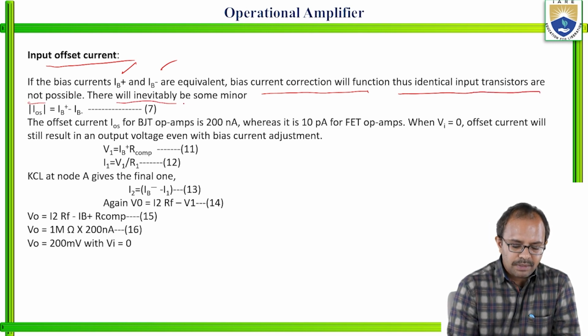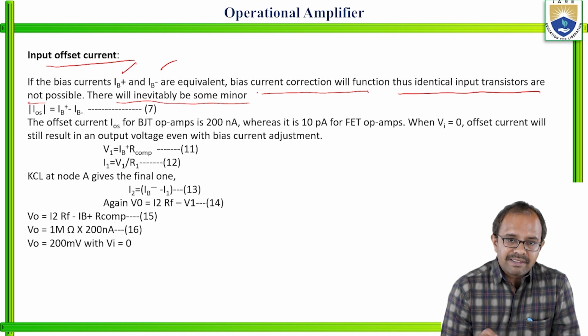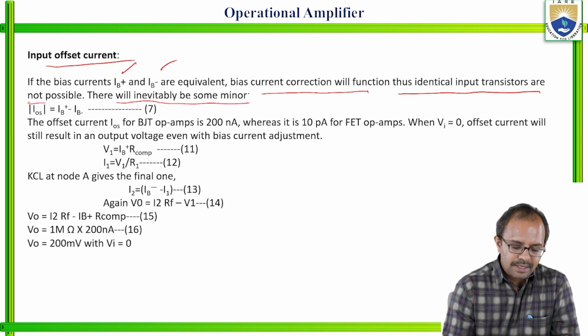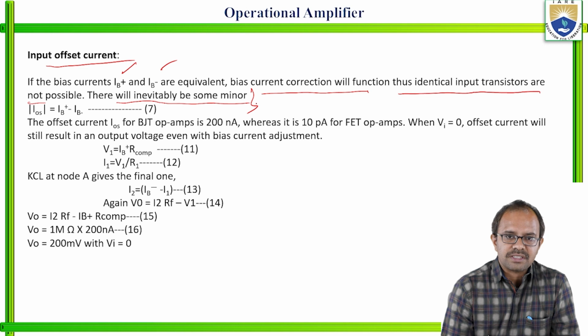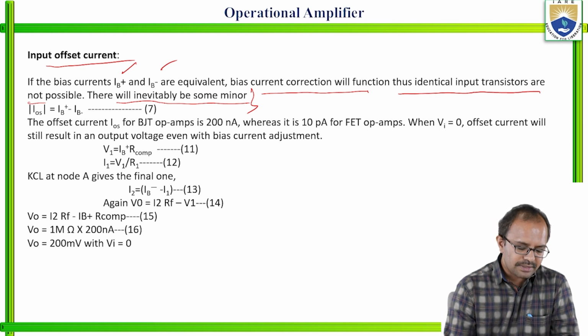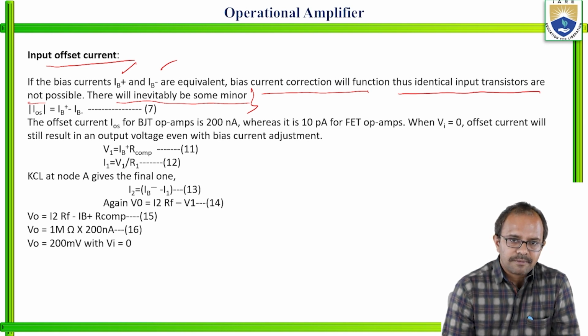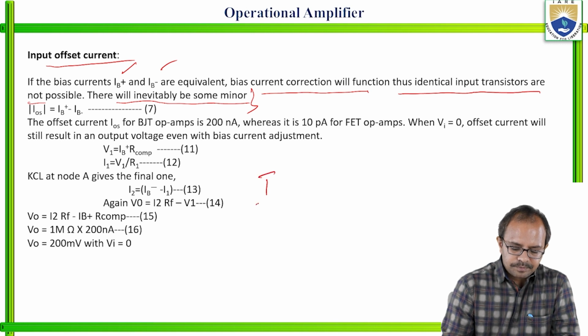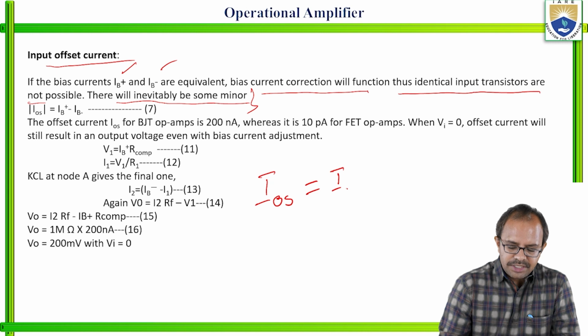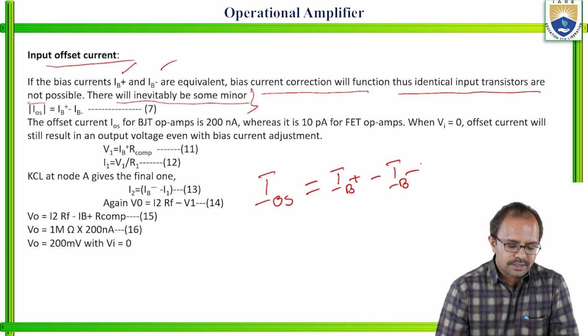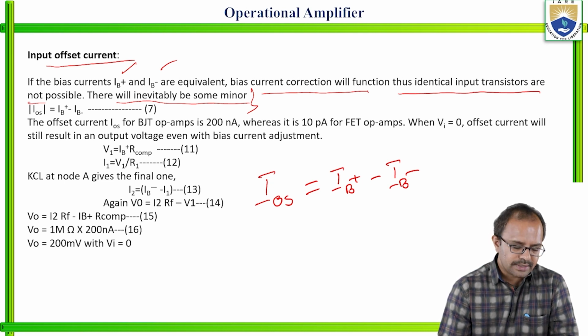There will be some inevitable signal because of some minor variations, nothing but the offset current. So what is IOS here? IOS is generally the combination of both IB plus and IB minus, the input offset current, IOS.